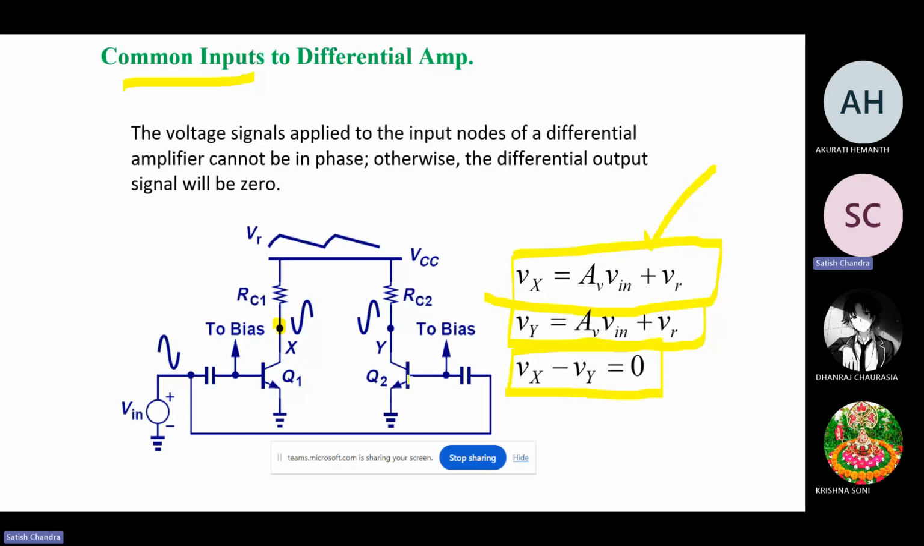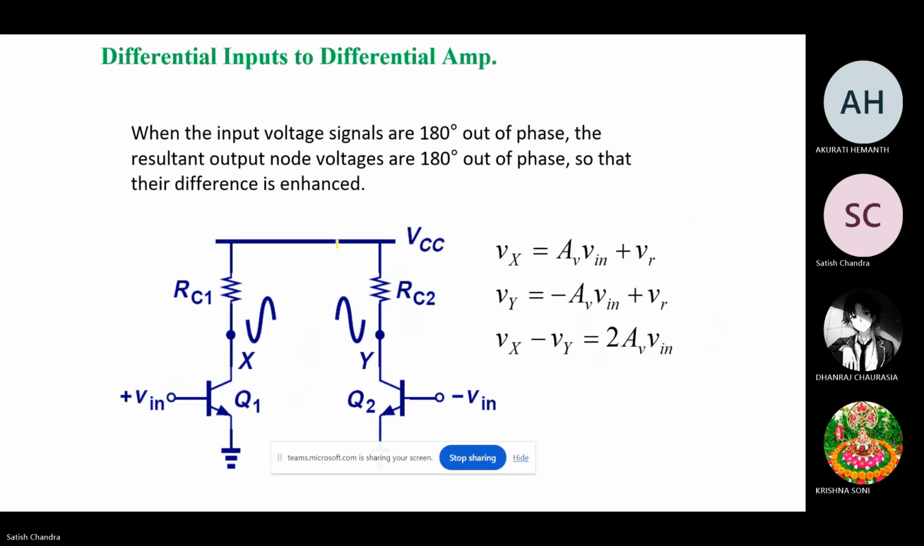If both signals are in phase, meaning the phase as well as the amplitude of the signal is the same, then it is going to give you a zero result. Either it should be out of phase. That is what we are going to see. So that is what differential input is.